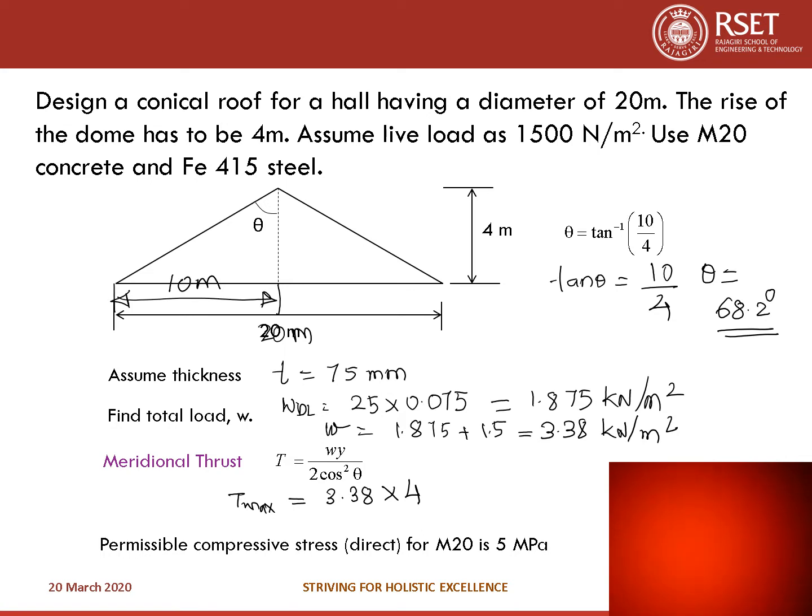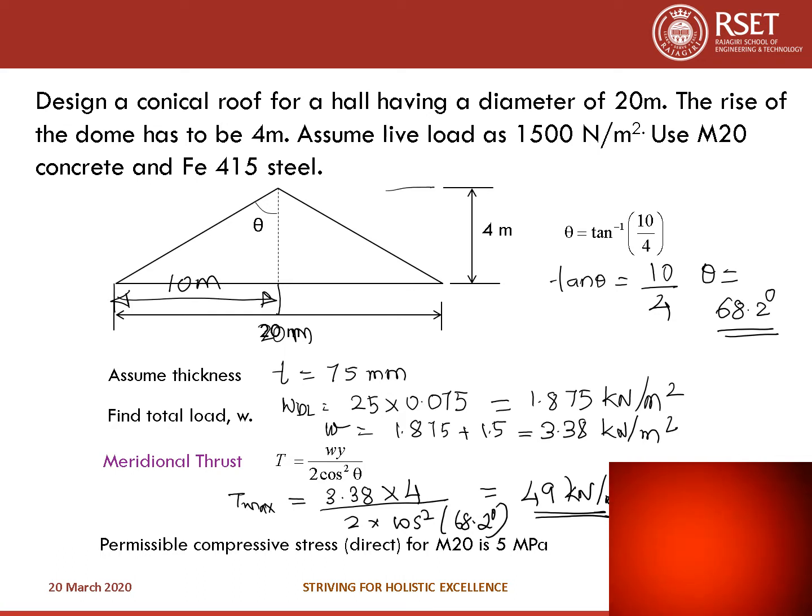So y is calculated from the apex. Okay, so this is the y at the base. T max is equal to 3.38 into 4 meters divided by 2 into cos square 68.2 degrees, and the value you get is 49 kilonewton per meter. Now we got the force, right?